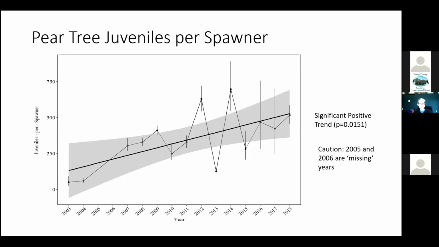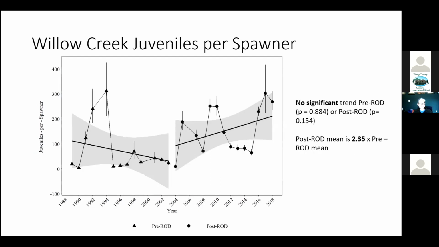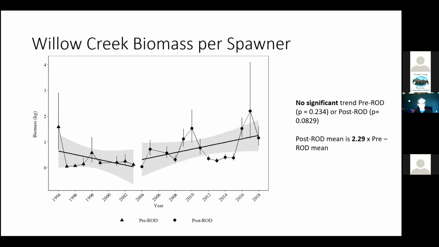Oh gosh, darn it, my order of the slides got all messed up. Okay, so again, a pear tree, juveniles per spawner. I have some duplicate slides here. I'm going to skip through. I apologize. Okay, here we go.